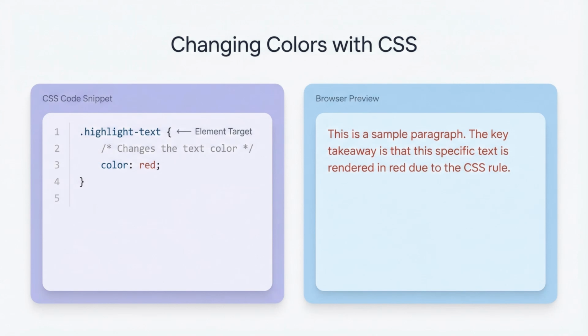To demonstrate CSS in action, let's look at changing a color. Instead of adding a color attribute inline in HTML, you write a CSS rule that targets the element and sets the color property. Here, setting color to red immediately updates how that element appears in the browser.